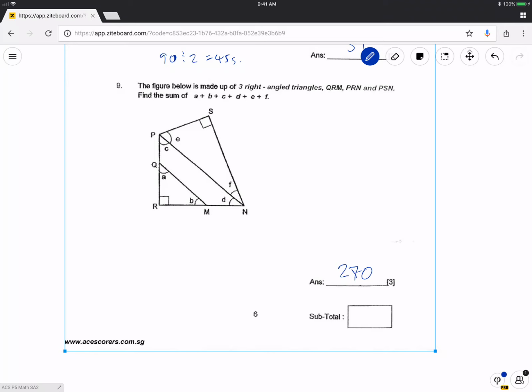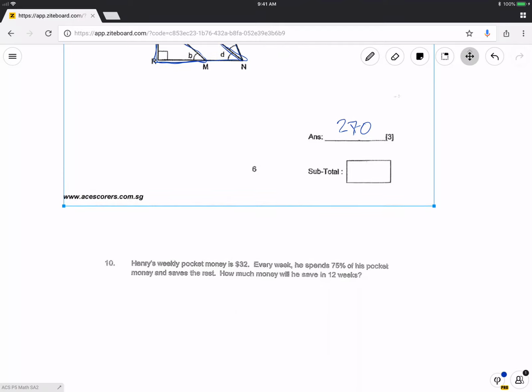Why? Because just look at this triangle. This is a triangle, so the whole thing is 180 degrees, right? But this is 90, so E plus F is 90. Same thing here. Look at this triangle. So A plus B equals 90. And the last one, look at this big triangle. Same thing, C plus D, also 90. Add them together, 270. Next.